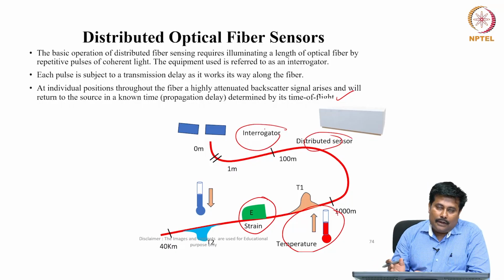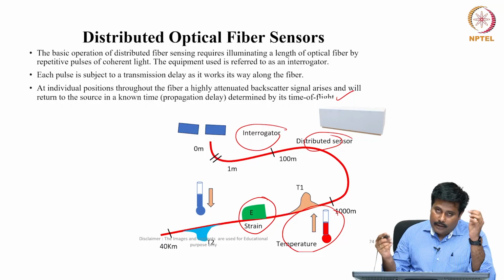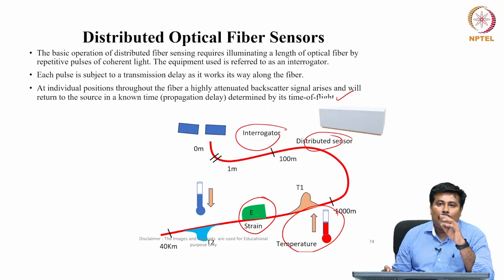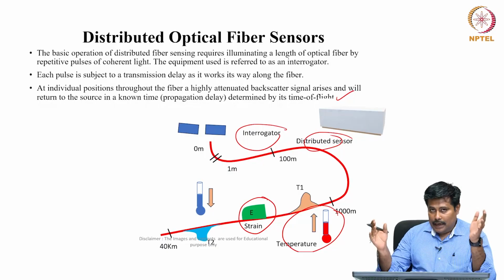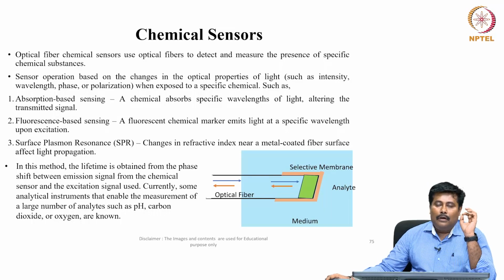So, with reference to the micro robotics point of view, if we are working on a particular domain where we are trying to actuate such kind of micro robotic sensors, these kinds of sensors are efficiently used for condition monitoring of the entire domain. So, appropriately the actuation behavior can be taken care of. Now, let us see how an optical fiber chemical sensor uses optical fiber to detect and measure the presence of a specific chemical substance.